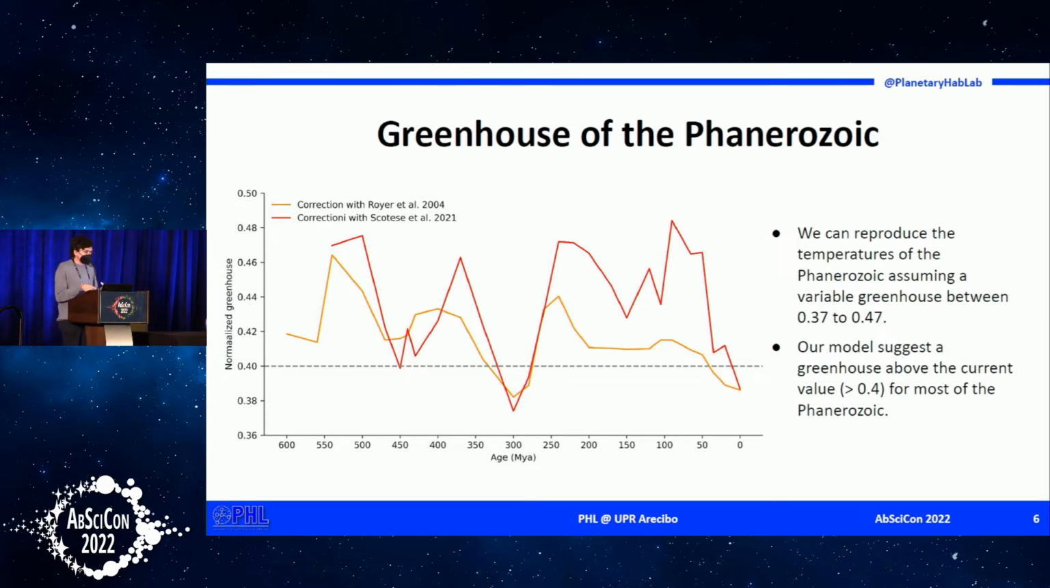This is one of the important results of our project, because by studying the different periods of Earth as exoplanets, that range can be used to study possible greenhouse ranges to sustain surface temperatures of Earth-like planets. This model also predicts greenhouse values above the current value of 0.4 for most of the Phanerozoic.